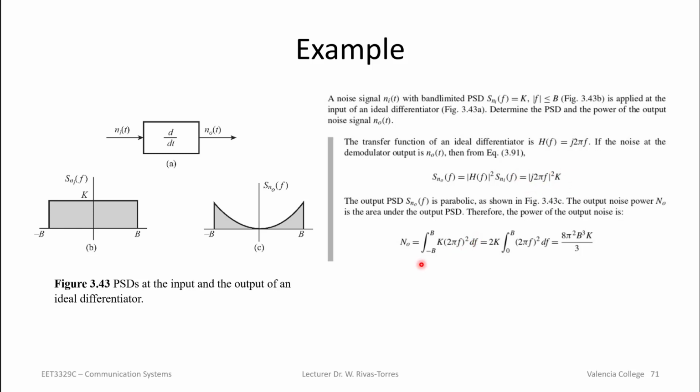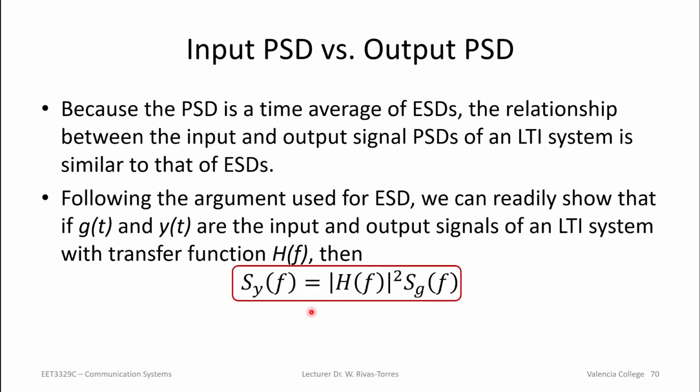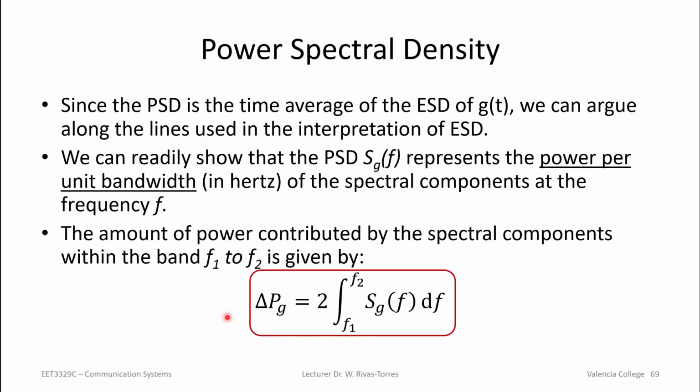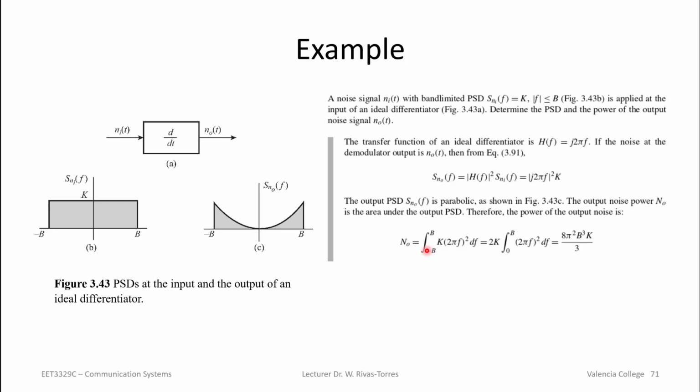Now, because we know we're going to band limit it, in order to calculate the noise power, remember we're talking about noise power, we just need to integrate between those two frequencies. And that's exactly what they're doing here. We know what the power spectral density at the output is. We're going to integrate over frequency, and then this is your noise power at the output.